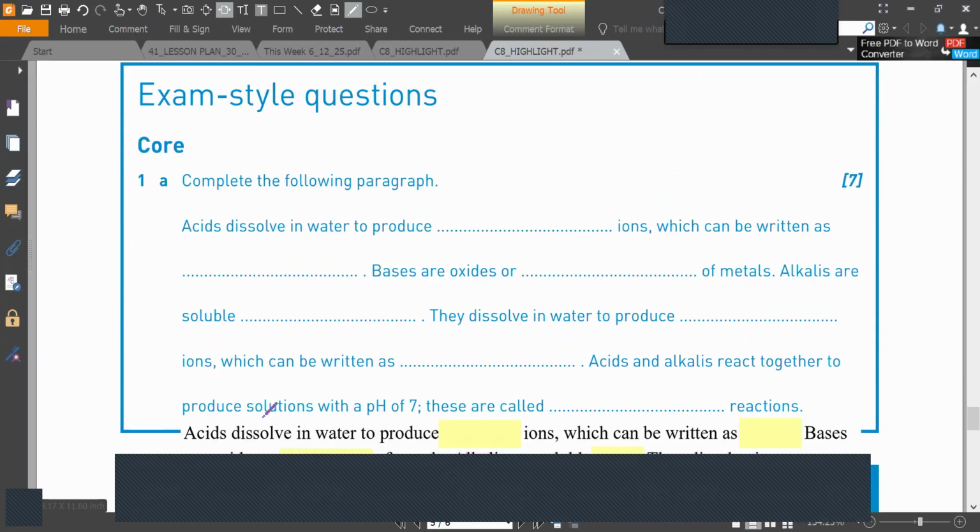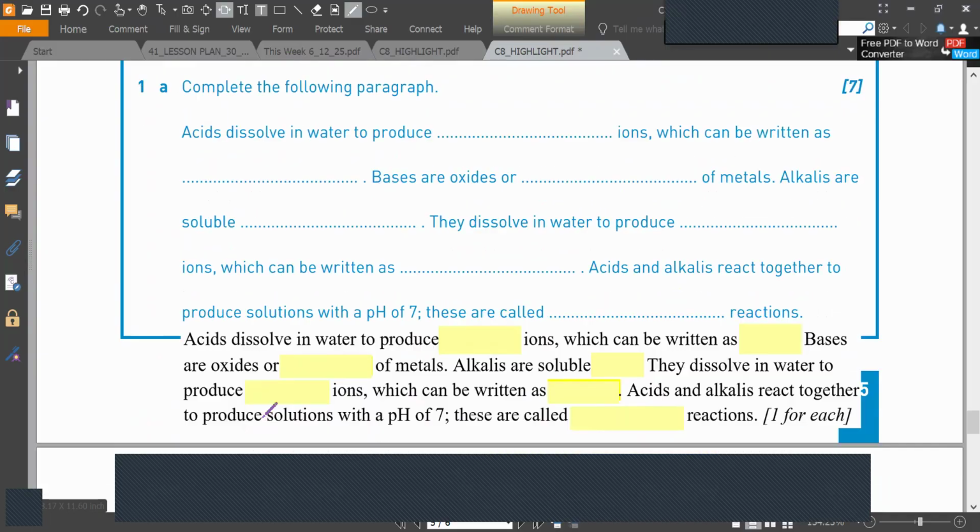Exam style question. We need to fill in the blanks, so we'll do it one by one. Acids dissolve in water to produce what? To produce hydrogen ions, which can be written as H plus aqueous. H plus aqueous is the hydrogen ion.